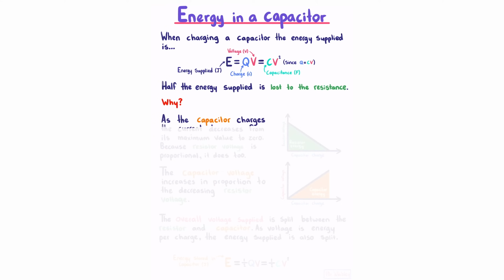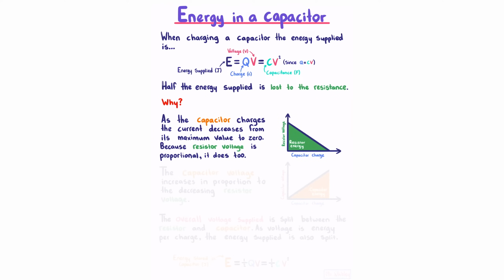As the capacitor charges, the current decreases from its maximum value to 0. Because resistor voltage is proportional, it does too. What I mean by this is that the voltage in our resistor is the current times the resistance, and so the current in the circuit is directly tied to the voltage in the resistor. And so our current decreases as our capacitor charge increases, and so too does our resistor voltage. The area under this graph is the energy lost to the resistor. The capacitor voltage increases in proportion to the decreasing resistor voltage.